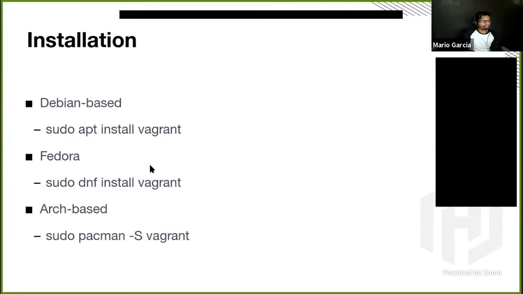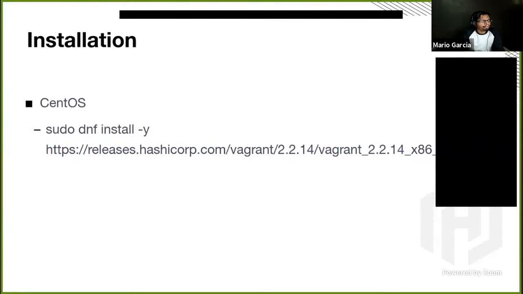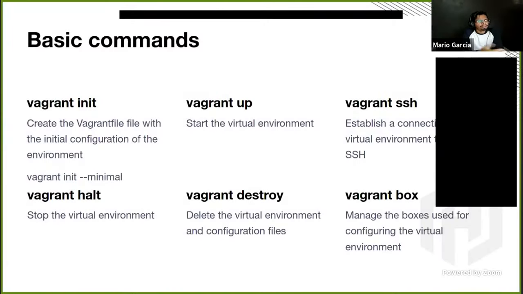If you're on Linux, you can run any of these commands for installing on your Linux distribution. If you are using CentOS or CentOS Stream, you can run this command. You can install Vagrant using DNF. And these are some of the basic commands, or at least the ones you will be using most, for configuring and starting your virtual environments.